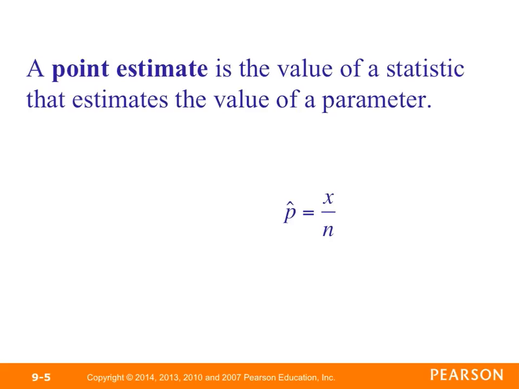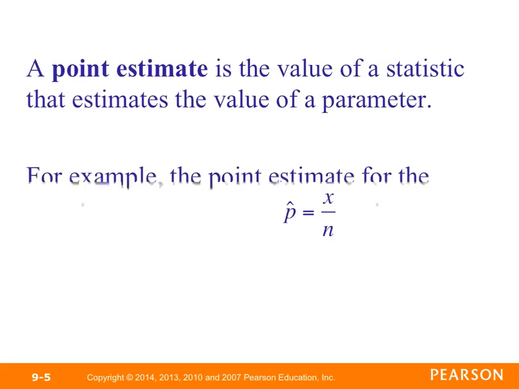So let's start with the first objective, which is obtaining a point estimate for a population proportion. A point estimate is the value of a statistic that estimates the value of a parameter. Basically, we just take p hat, that's going to be our point estimate, and it's going to be x over n. The point estimate for the population proportion is called p hat. X is going to be the number of individuals in the sample, and n is going to be the sample size.